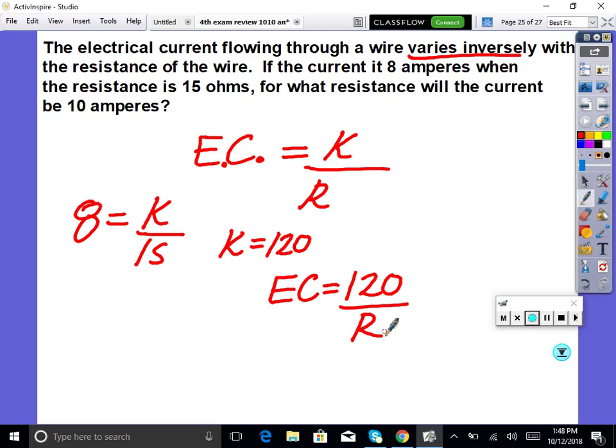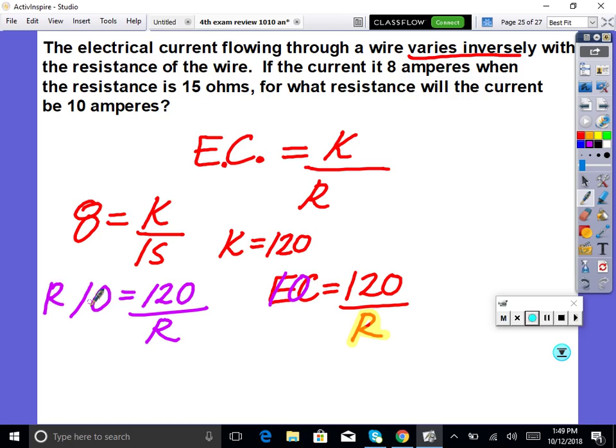And then the next sentence says, for what resistance will the current be 10 amperes? So this one wants to know the resistance, and the current is 10 amperes. If the electrical current is 10 amperes, I put 10 here. So now I have this statement: 10 is equal to 120 divided by R. So now solve for R.